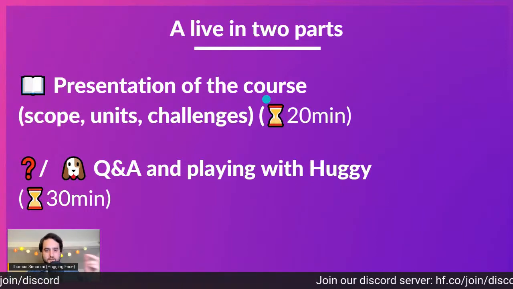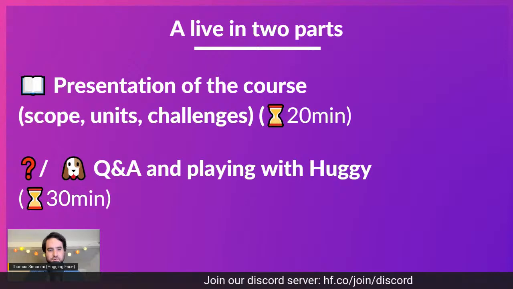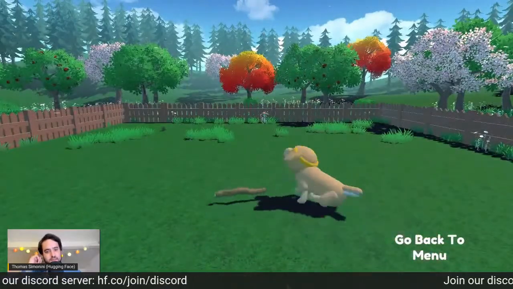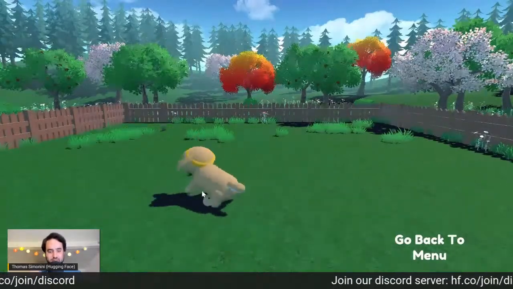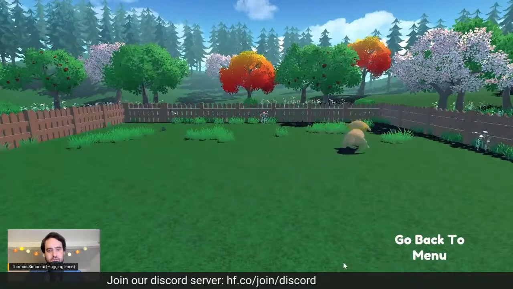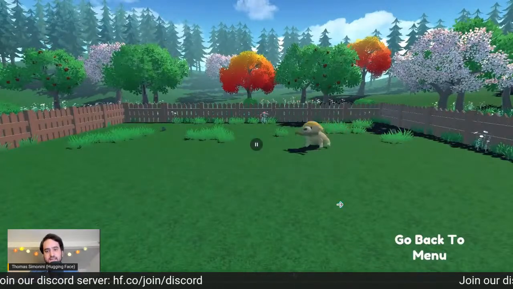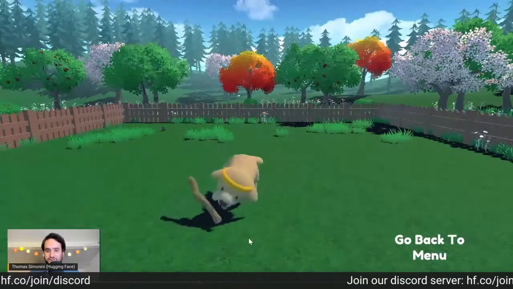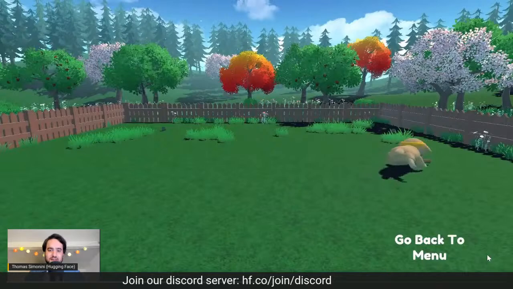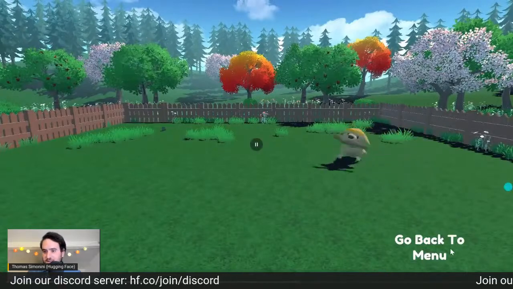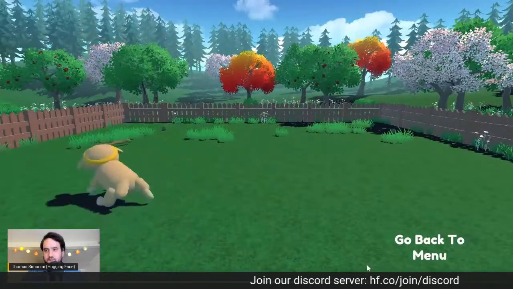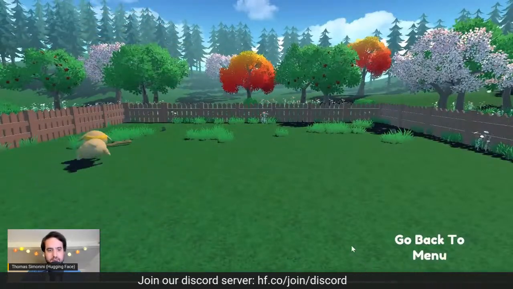Okay, so as I was saying, we have two parts. The first part will be a presentation of the course, and the second will be a Q&A. In the Q&A, I'm going to play with Huggy. Huggy is the second unit, the bonus unit where you need to train these cute dogs to fetch a stick. What's nice is that you can directly play in your browser, so you don't need to install anything. You can load your model directly in the browser.